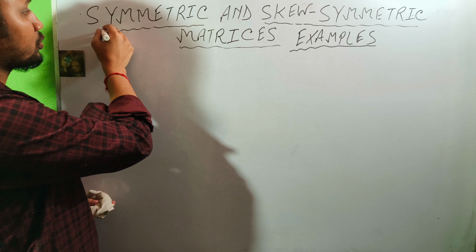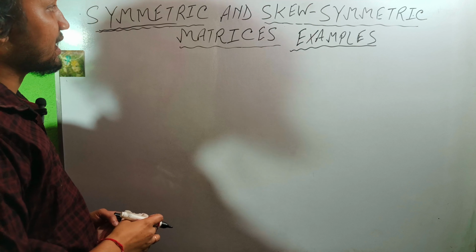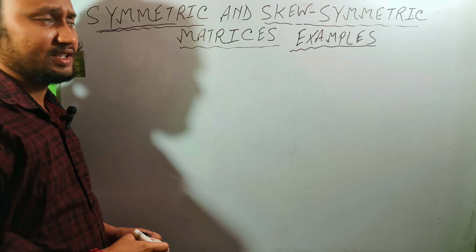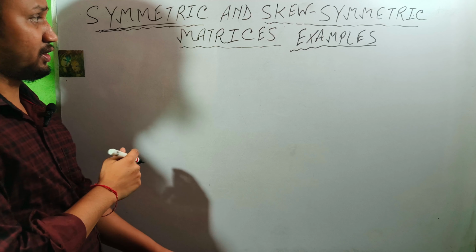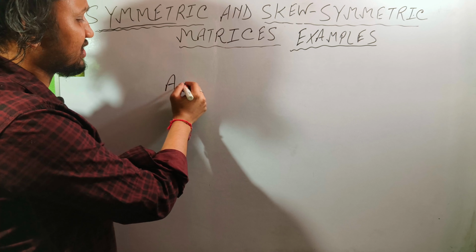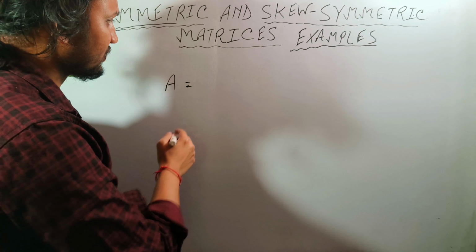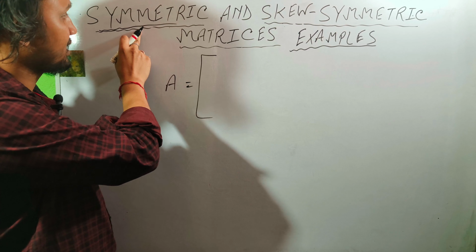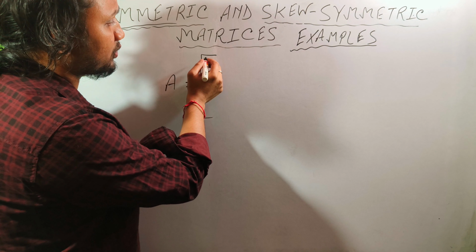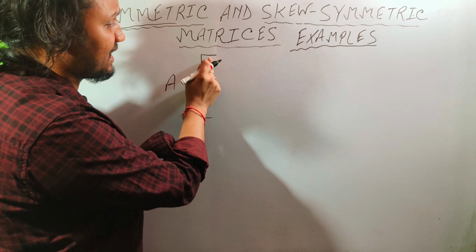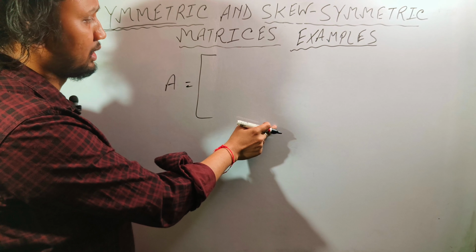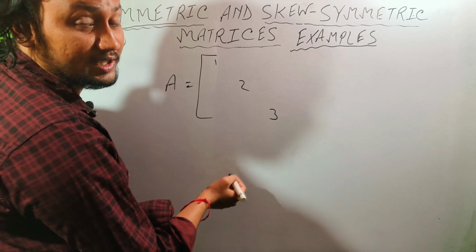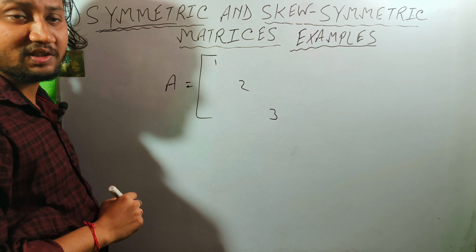At first, if we are asked in an exam to give an example of a symmetric matrix, then how are we going to deal with it? Okay, let us take a matrix A. To form a symmetric matrix, at first you have to take any elements along the principal diagonal. Let us consider 1, 2, 3. No matter. Okay, we are going to form a 3 by 3 order symmetric matrix.